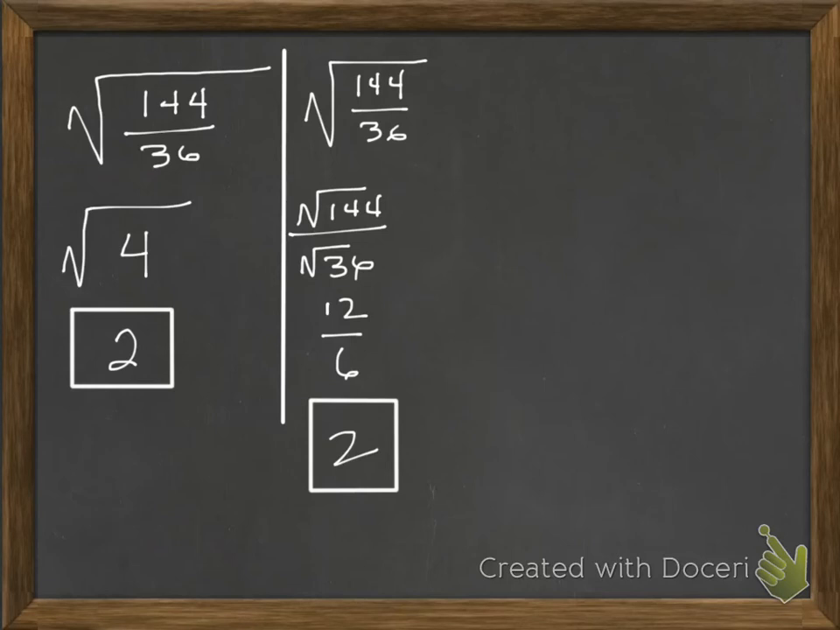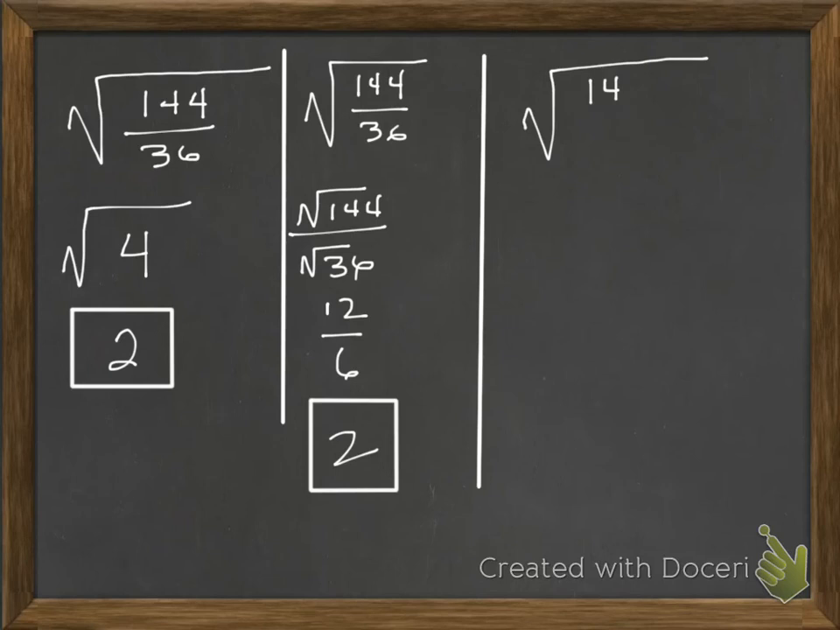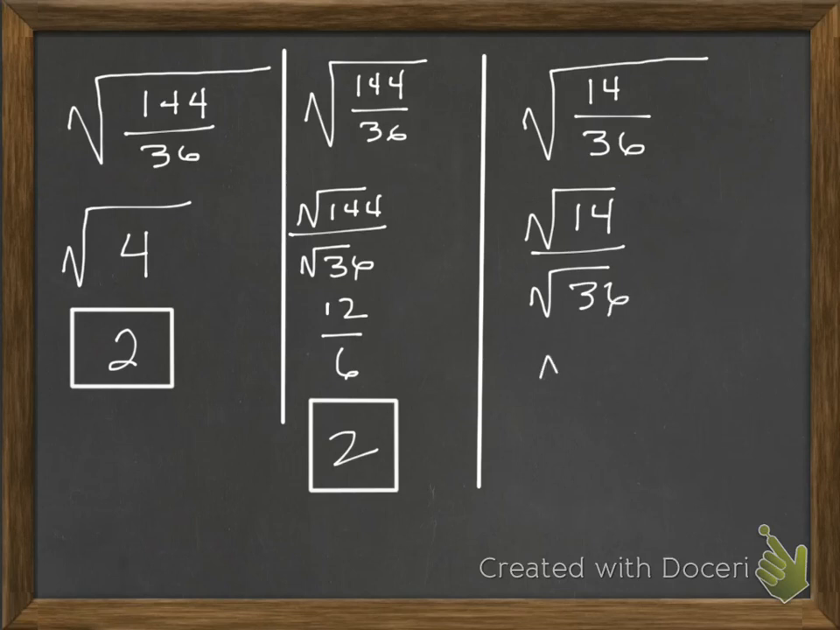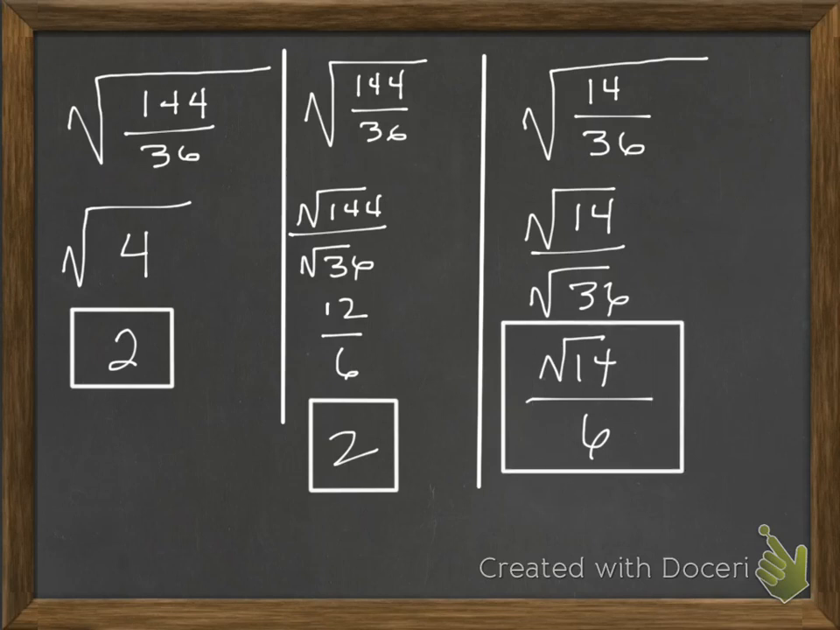You might think, well, that's more work. Yes, it is more work, but when you get to Algebra 2, you may have this problem: square root of 14 over 36. I could reduce that, but is 14 going to 36? No. So you say square root of 14 over square root of 36, which is square root of 14 over 6. That's my answer. That's an irrational solution, and that's why you need to know how to do this method.